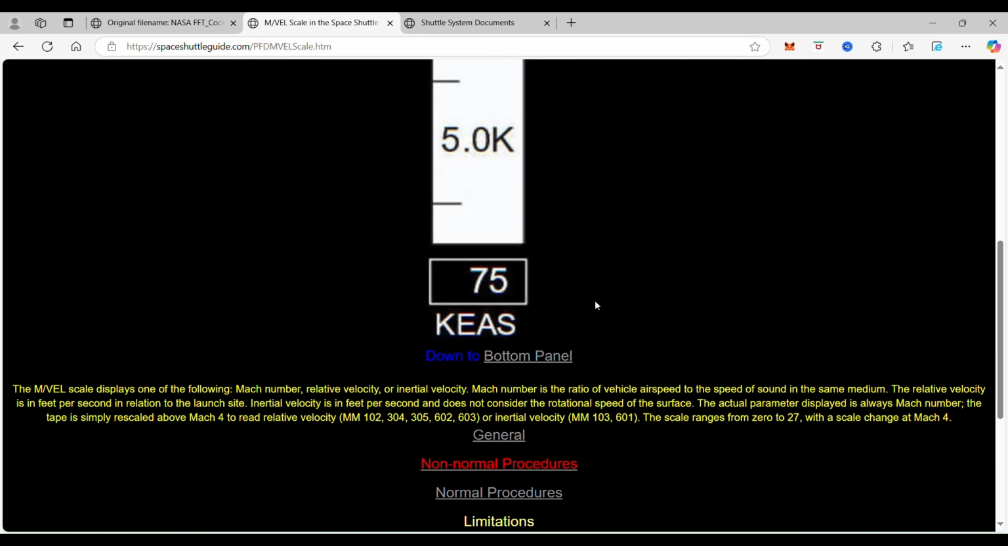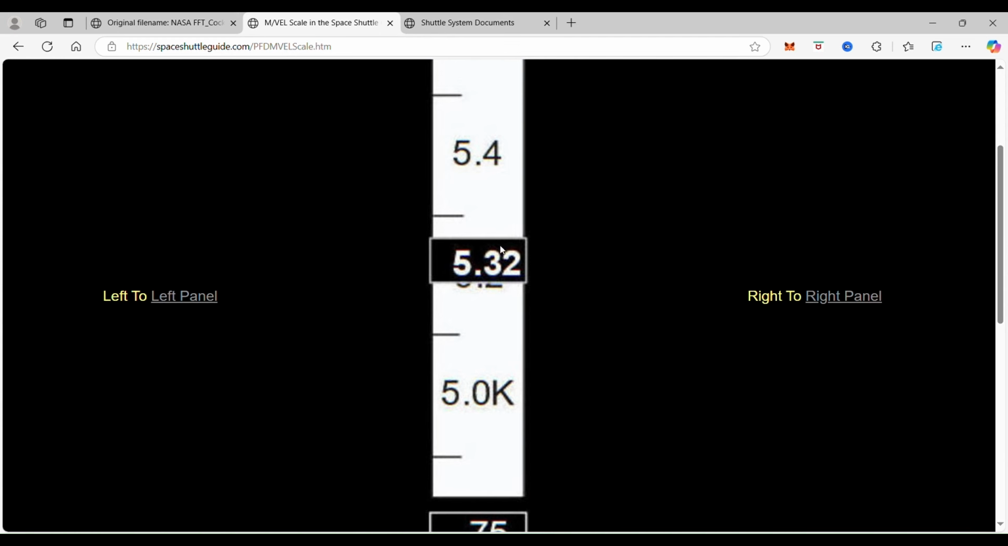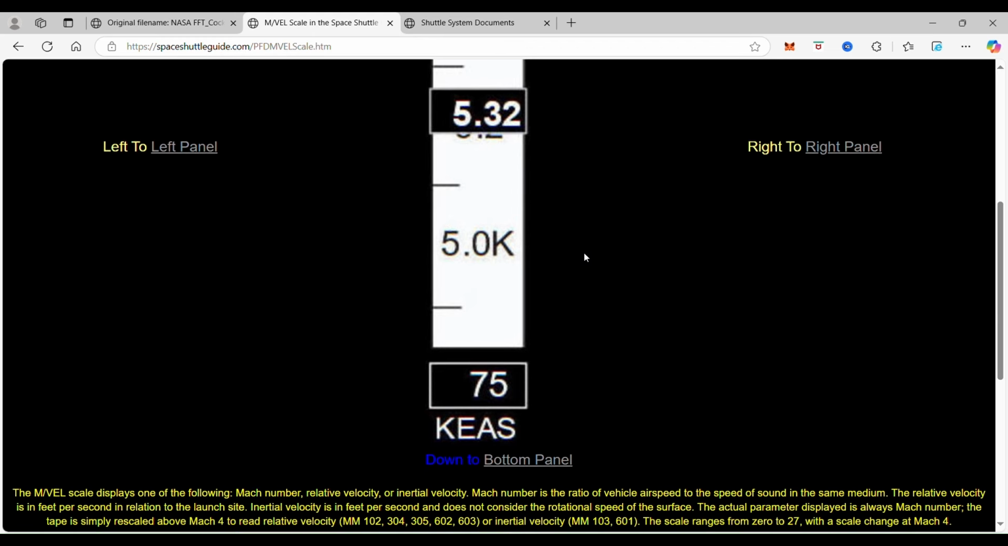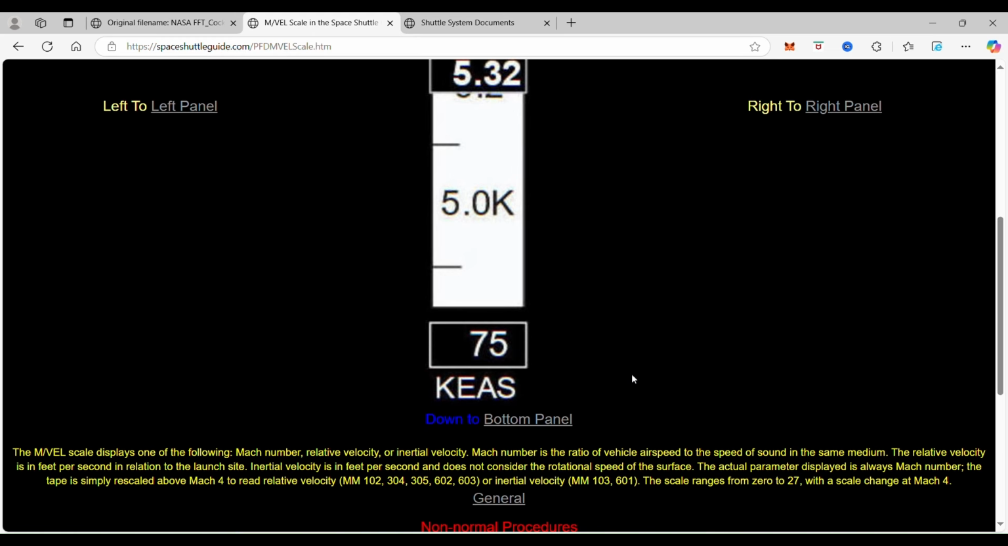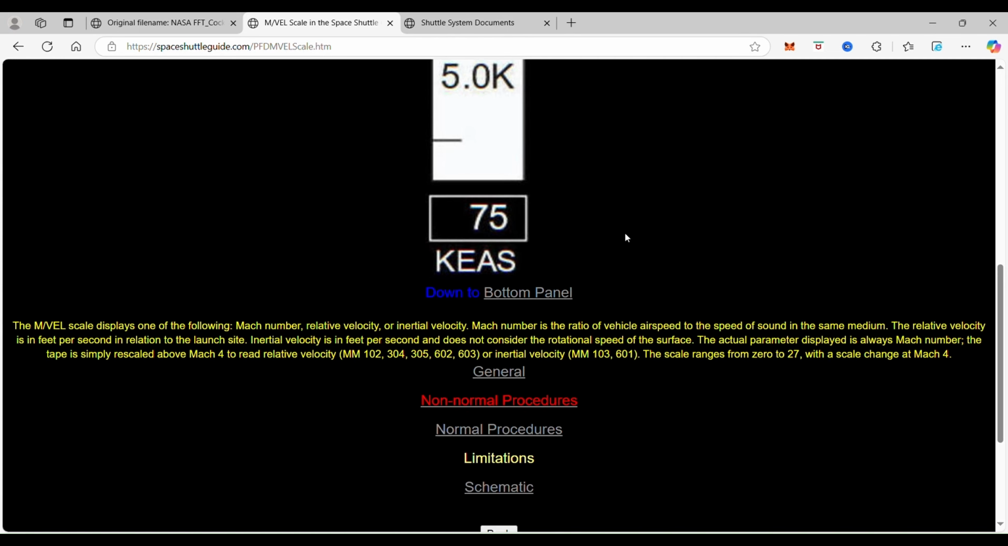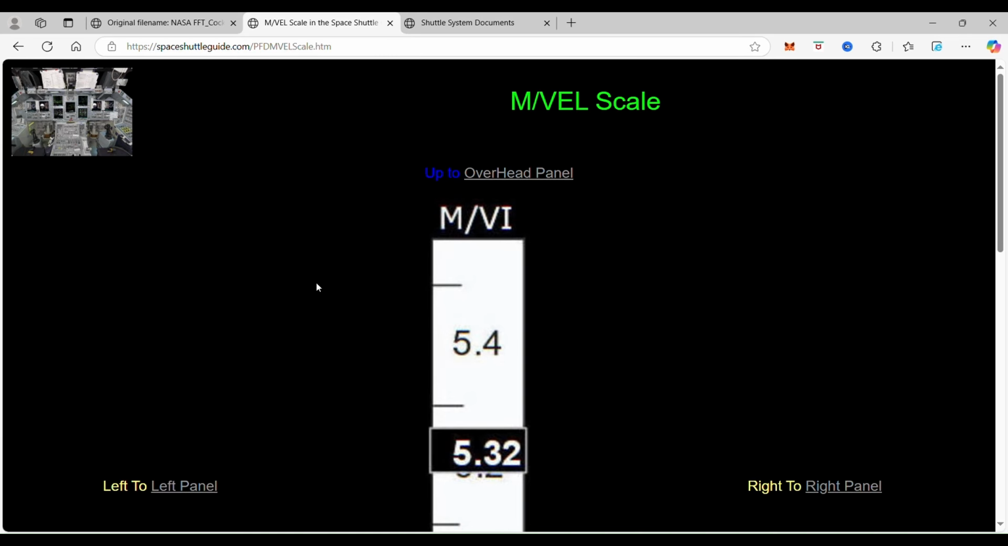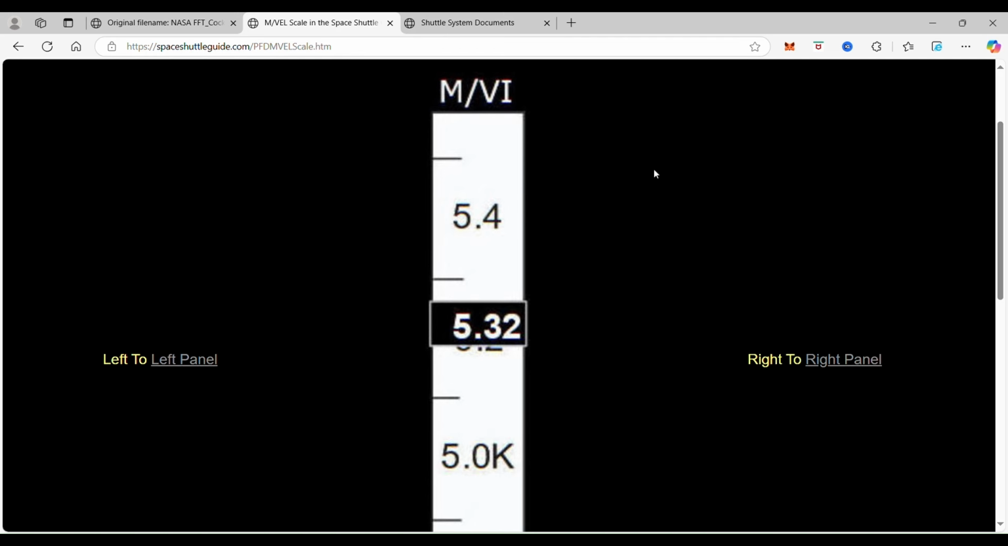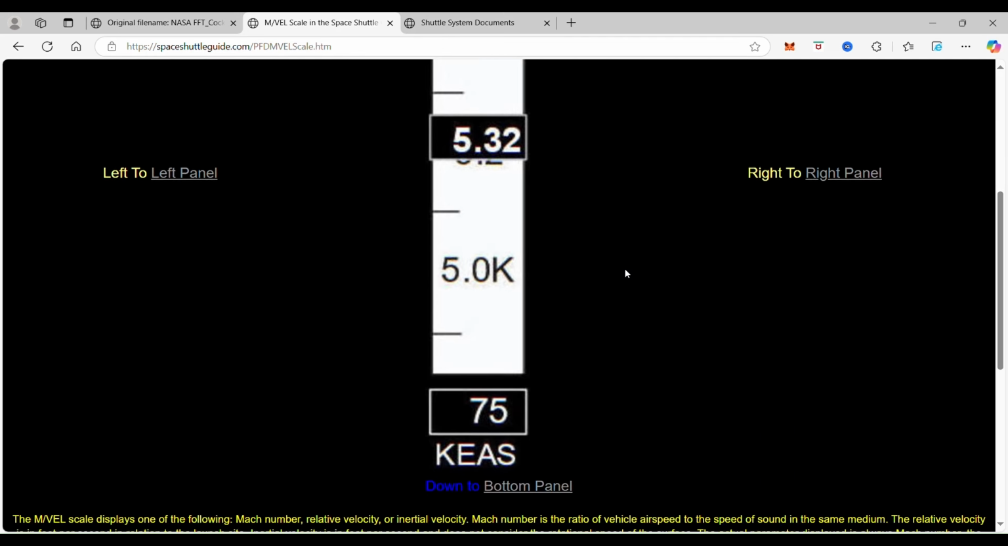But also out here, you see we have the speeds. If we look here, this is in thousands, and it's 5.32 thousand, and that is the vehicle speed in knots equivalent airspeed, so KEAS. So that is what this tape is all about for the Mach velocity scale. It's the first tape we're going to be using.